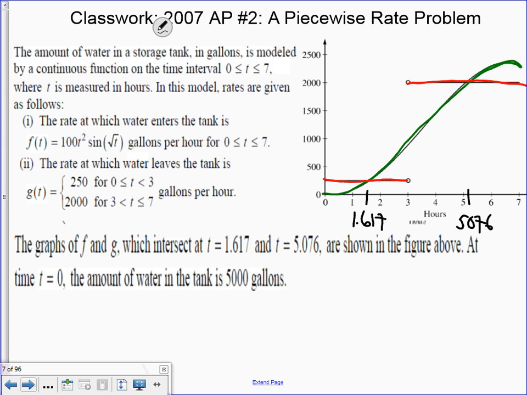Now, they didn't give that to us. We'd have to actually graph those lines and get the points of intersection. So, thank you, right? Okay. At time 0, the amount of water in the tank is 5,000 gallons. So, we have a graph of rate in and the piecewise graph of rate out. We know they're 5,000 gallons to start with. Got the idea? All right, let's see what they want to know.